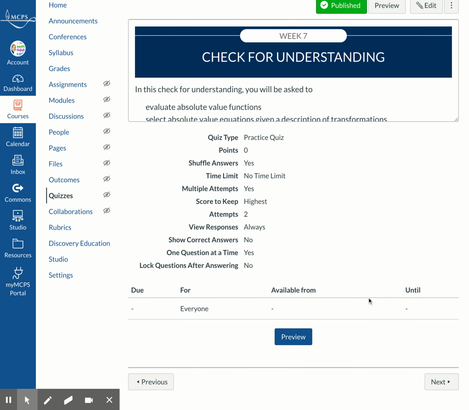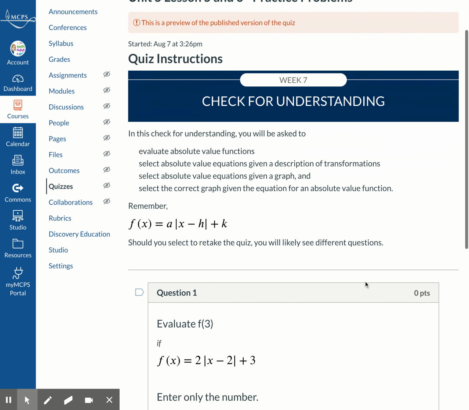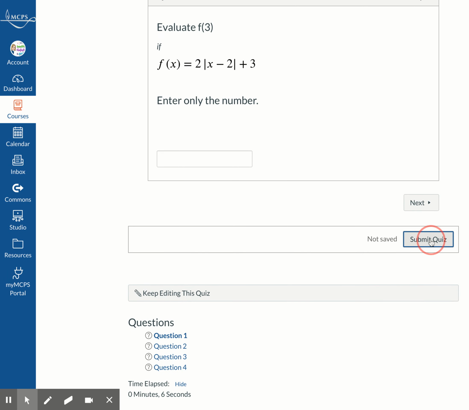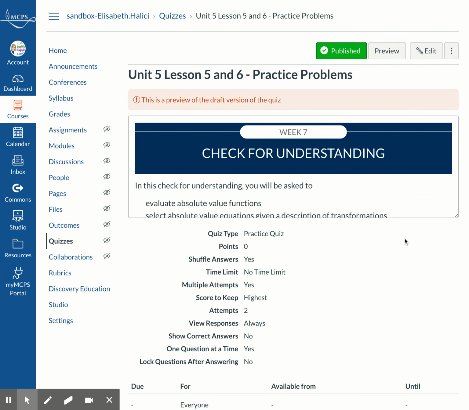In this check for understanding, students are asked to practice what they have learned since the beginning of the module. Students will evaluate absolute value functions, select absolute value functions given a description of transformation, select absolute value functions given a graph, and select the correct graph given the equation for an absolute value function. During the practice assessment, students are asked in various ways: small paragraph responses, multiple choice, and more.